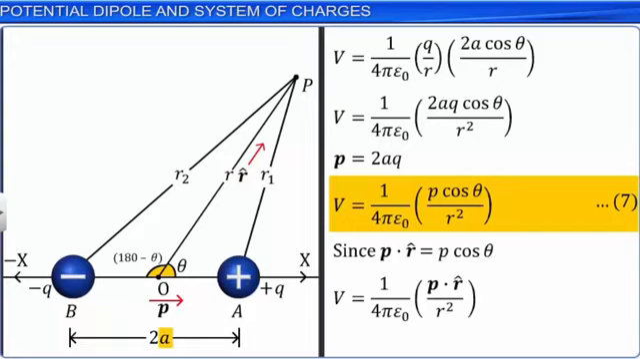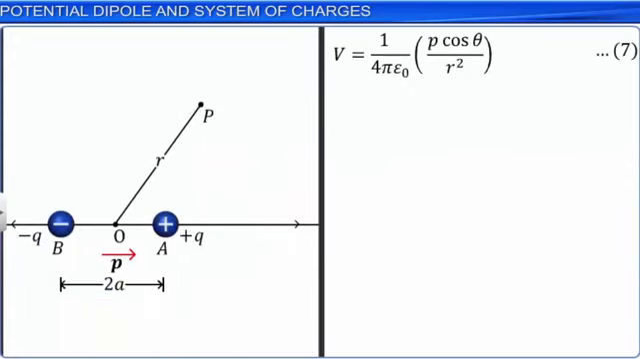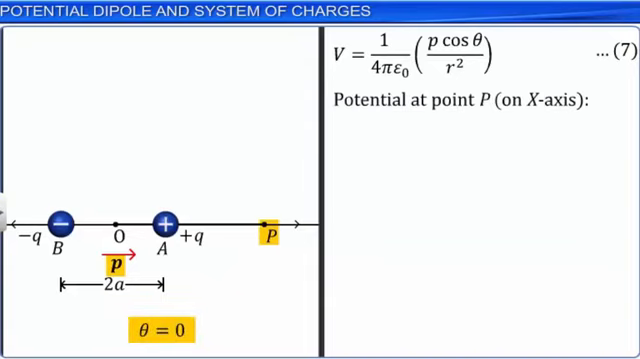If we consider point P on the positive x-axis, then the angle between the position vector of point P and the dipole moment of the dipole is 0. Then the potential at P due to the dipole is V equal to 1 by 4 pi epsilon naught into p by r square, as cos 0 degrees is equal to 1.